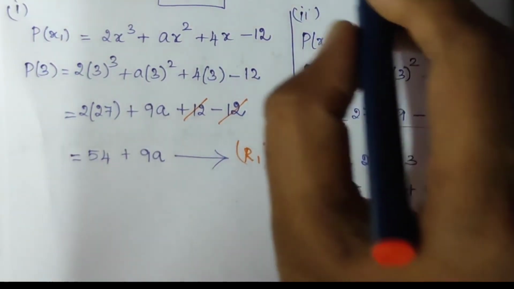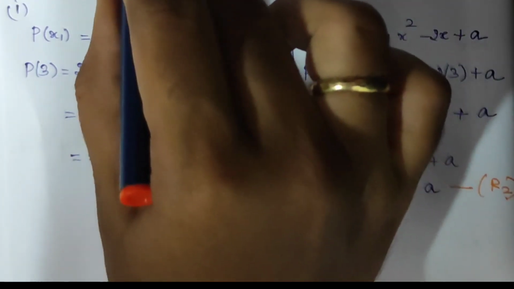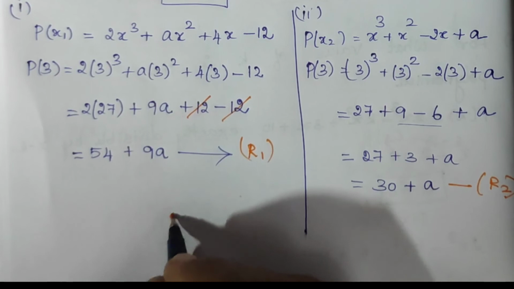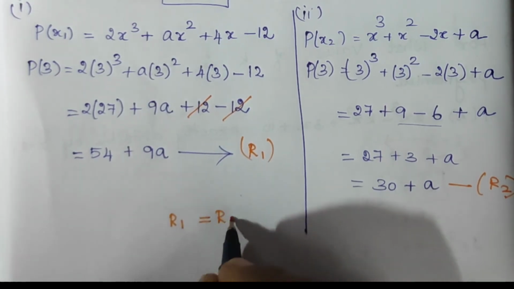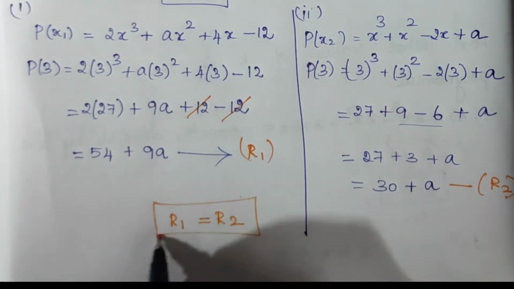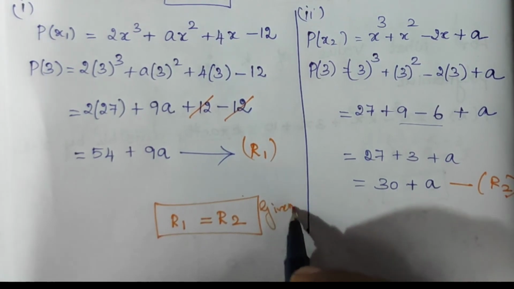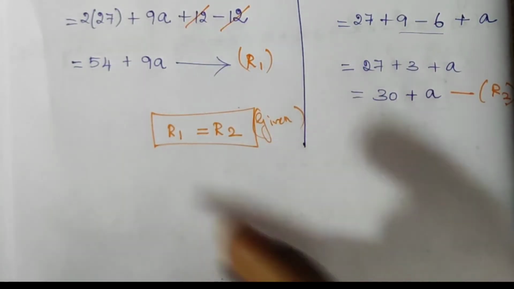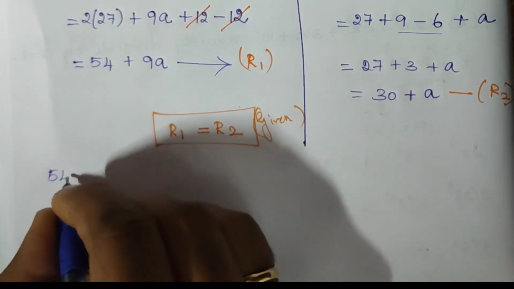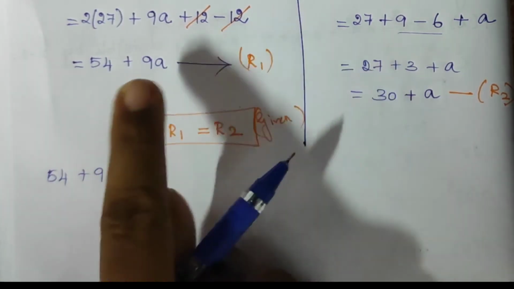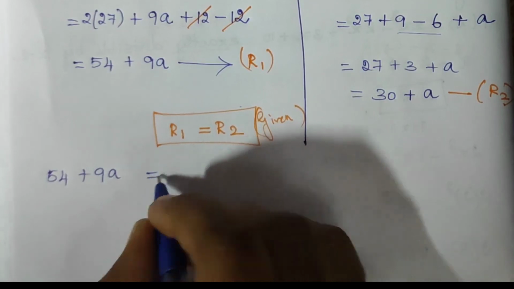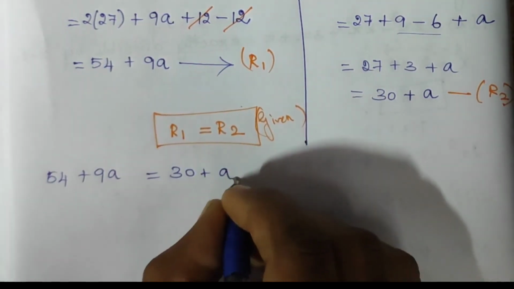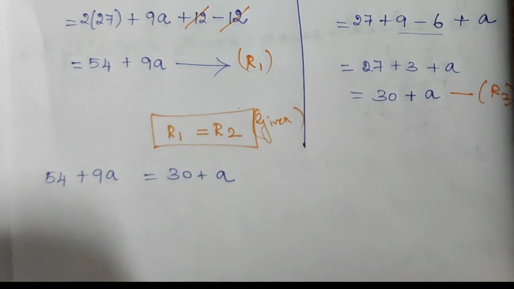It is said that these two polynomials leave the same remainder. So I am going to equate R1 is equal to R2. It is given in the question itself. So 54 plus 9a, that is the first remainder, is equal to R2, which is 30 plus a.